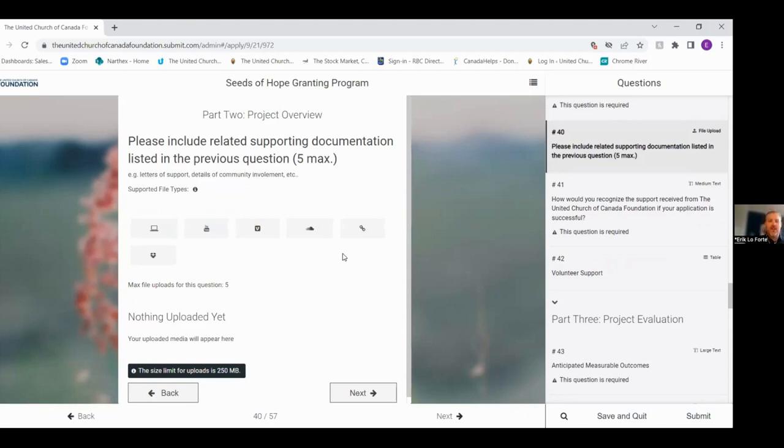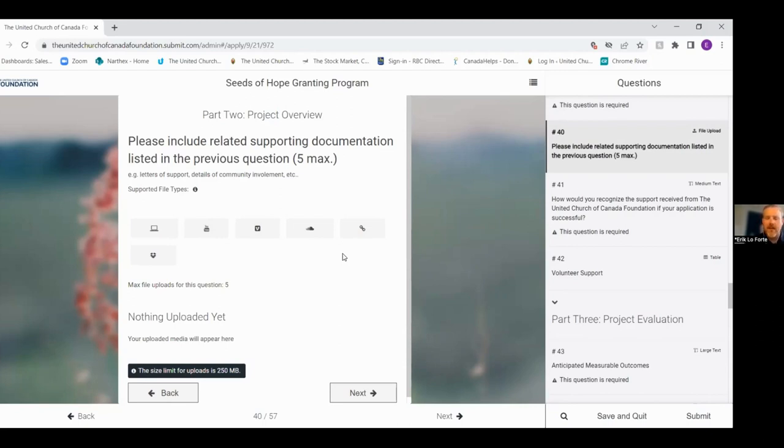This question is a simple upload of up to 5 of these external pieces. So these could be letters of support. These could be research documents that you have that support your idea. It's really up to you what you want to include. We only ask that there's up to 5 that you do include. This is not a requirement of the application by any means. So if you don't have letters of support, that is okay.